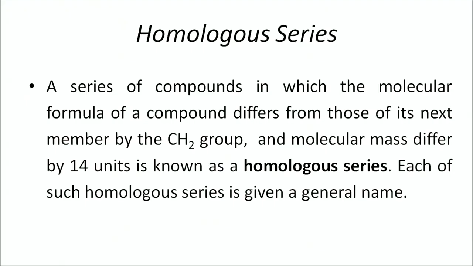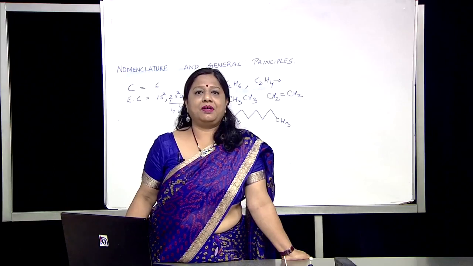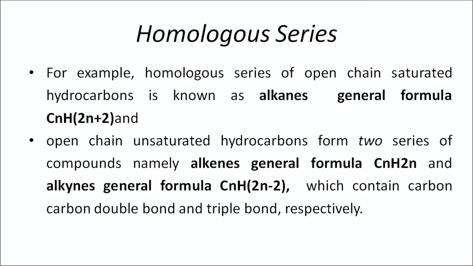A series of compounds in which the molecular formula of a compound differs from that of its next member by a CH2 group, and the molecular mass differs by 14 units, is known as a homologous series. Each such homologous series is given a general name. For example, alkanes have the general formula CnH2n+2, alkenes have CnH2n, and alkynes have CnH2n-2.